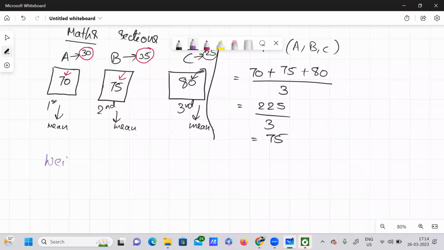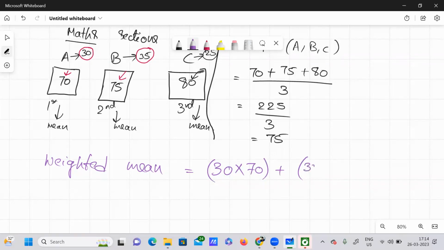Weighted mean. Using this weighted mean, we can compute the average for three different groups having three different individual samples. How to do that? For example, how many students are there in section A? That is 30, so 30 into its average, that is 70, plus, how many students are there in section B? 35. So 35 into the average in section B, that is 75.